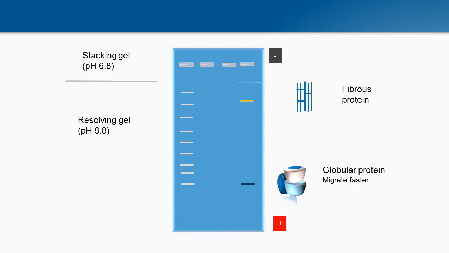Here you can see the cathode and the anode. Anode is the positive terminal, cathode is the negative terminal. We keep the wells at the negative terminal and the resolving gel end is connected to the positive terminal. Here you can see the mobility pattern. Fibrous protein migrates slower than globular proteins. Why? Because fibrous proteins have fibers in them and these fibers face difficulty in moving through the gel pores, so they migrate slowly in comparison to the more compact globular proteins.